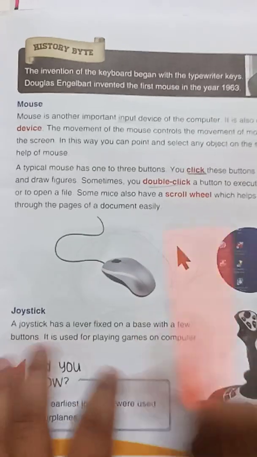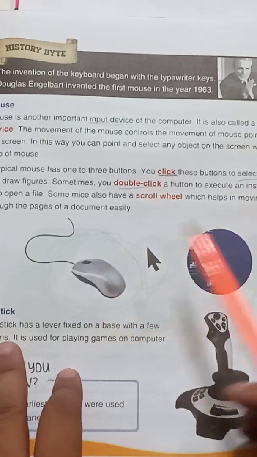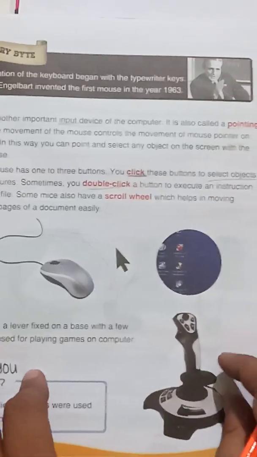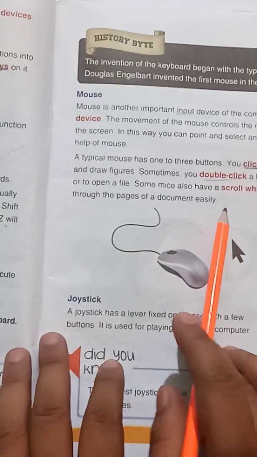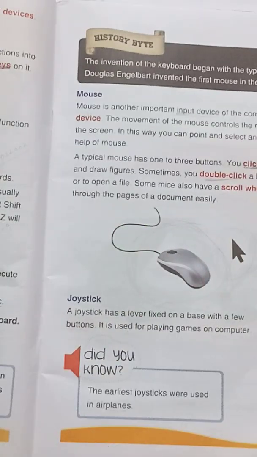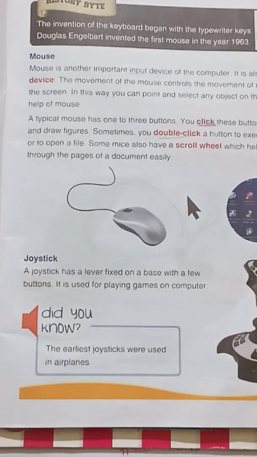See, some mice also have a scroll wheel. आप सबने देखा है माउस में एक स्क्रॉल व्हील होता है, which helps in moving through the pages of a document easily. Is it clear? Just we are revising this chapter and we have to do the exercise. So third input device is joystick.